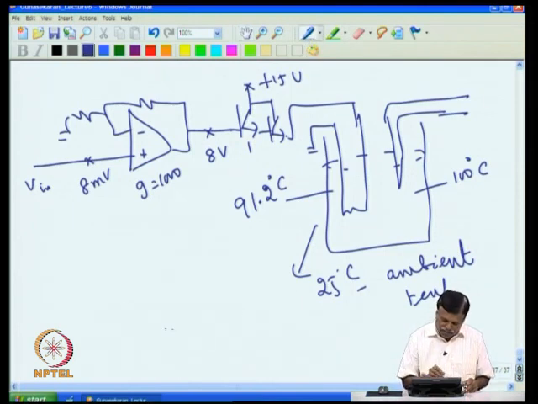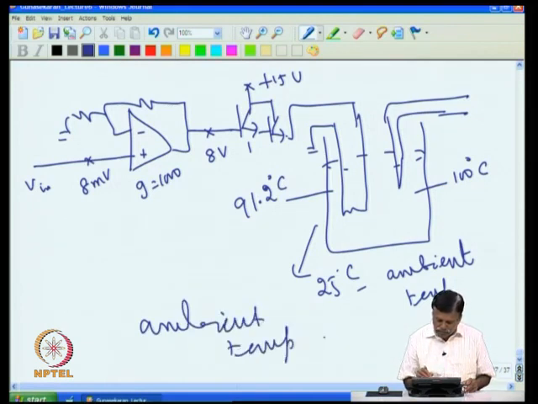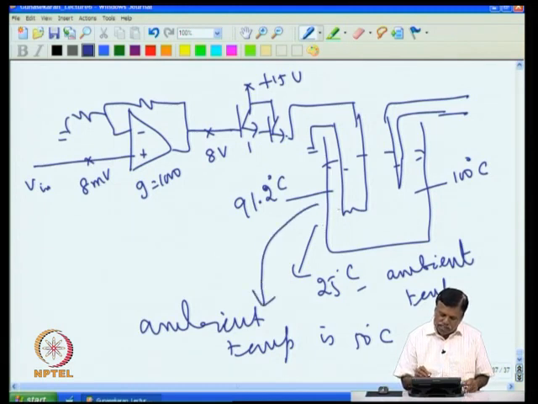See, the ambient temperature goes up to 50 degrees C. If it goes to 50 degrees C, then what will happen? The oven will radiate less heat, because the oven is at 100 degrees C. The ambient earlier was 25, now it has gone to 50 degrees. That means now less heat will come out from the oven, and then the temperature will try to go up.